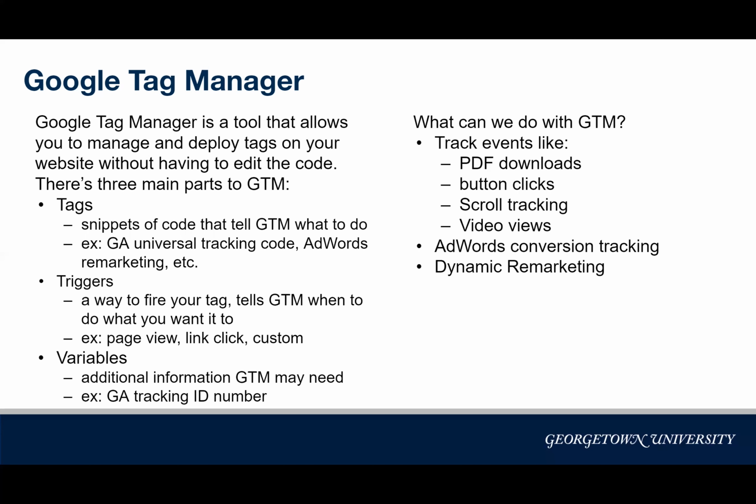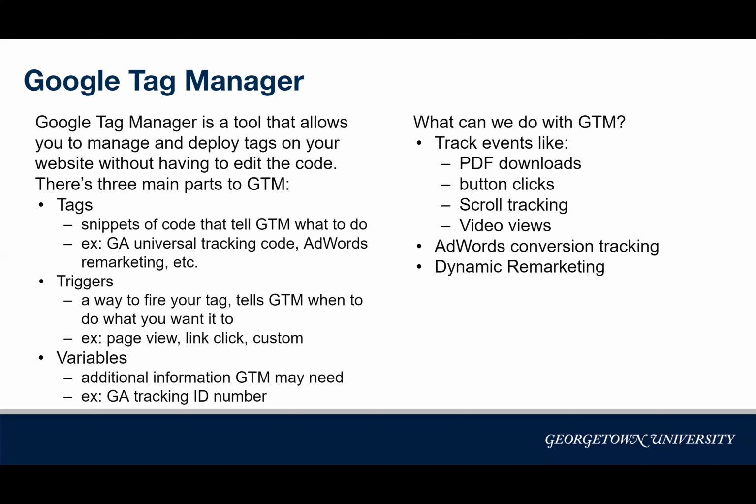The triggers are going to be what fires your tag. So these are going to tell Google Tag Manager when to do what it is you want it to do. And there are a bunch of different triggers in Google Tag Manager. To give some examples, you can have triggers for things like page views, for different clicks like link clicks, and you can even have triggers for page depth scrolling. Variables in Google Analytics are going to be any additional information that Google Tag Manager may need. A common variable we'll be using is the Google Analytics Tracking ID number. And this is going to be how we will tell Google Tag Manager that we want to connect the Google Tag Manager account with a Google Analytics account.